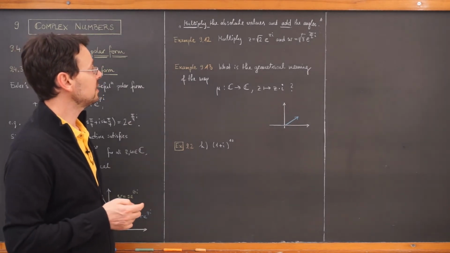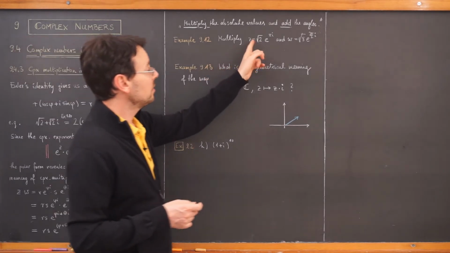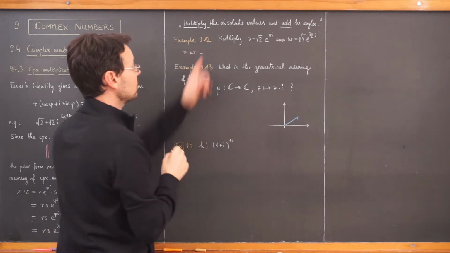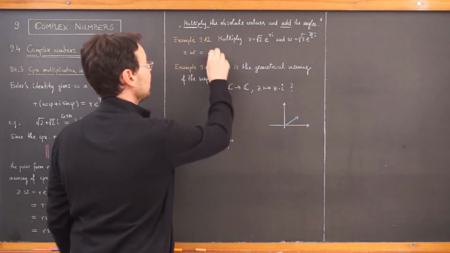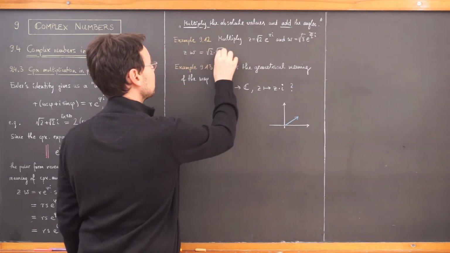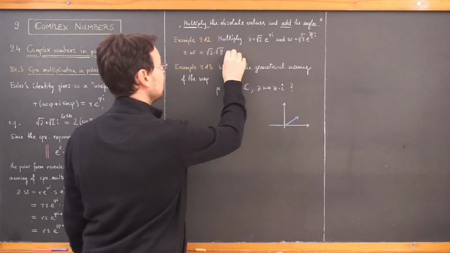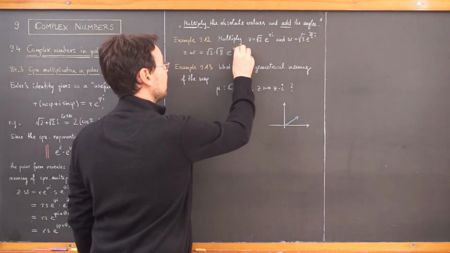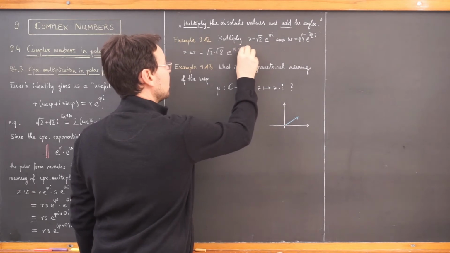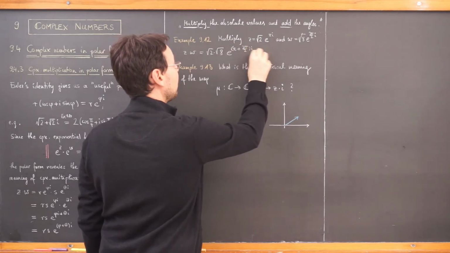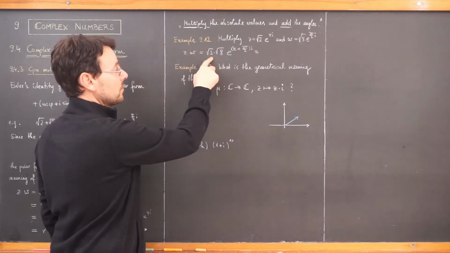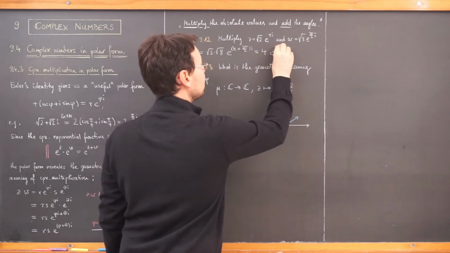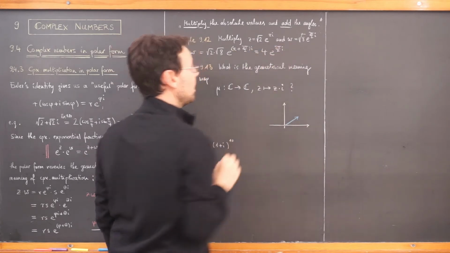So we look at a simple example. We're multiplying these two complex numbers. As we see here, we need to multiply the absolute values. So square root of 2 times square root of 8. And then we simply need to add the angles. So here we have e to the pi plus 3 pi over 2 times i. Now this here is the square root of 16, which is 4, and this here is 5 pi over 2 i.